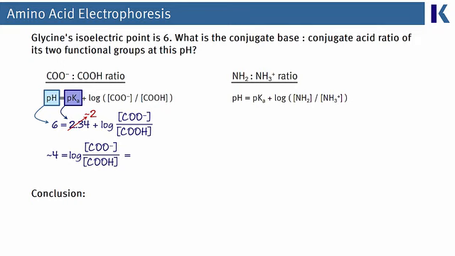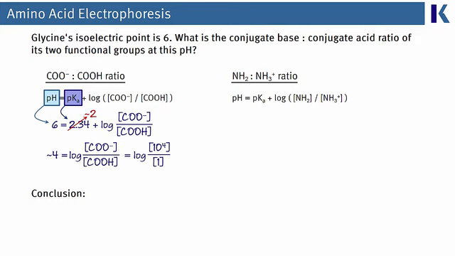What must that ratio equal to then? That ratio must be equal to 10, since that's the base of our log, raised to the power of 4. From there we can conclude that we have, at a pH of 6, 10,000 times more carboxylate ions than carboxylic acids. In other words, we have 10,000 times more base than acid.